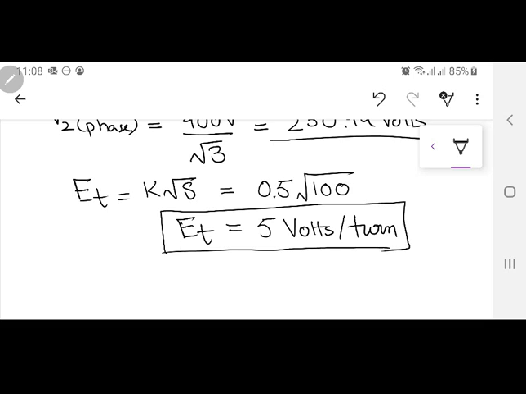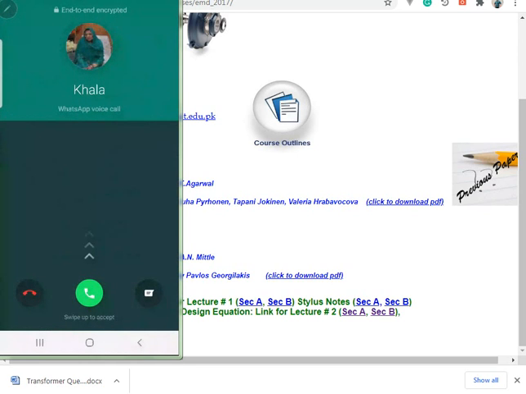Now, remember, when you have 5 volts per turn, this is telling you the voltage per each turn, either on the low voltage side or on the high voltage side. Since I am not concerned with the high voltage side at present, why? First of all, I have to design the core. On that core, I have to put the low voltage winding. Then there will be some insulation.